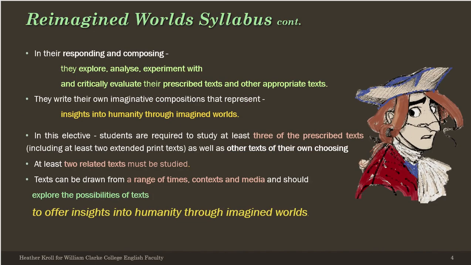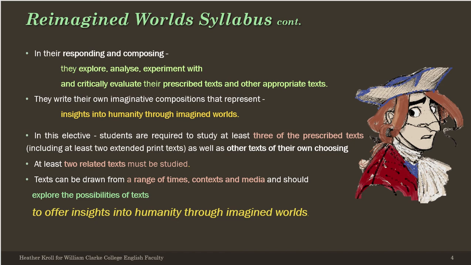Okay, so the second part of the syllabus: in their responding and composing, students explore, analyse, experiment with, and critically evaluate their prescribed texts and other appropriate texts. They, that is you, write their own imaginative compositions that represent insights into humanity through imagined worlds. And of course, this is very similar to what you will do in Text and Human Experiences as well, including what you will do in Module C, the craft of writing.